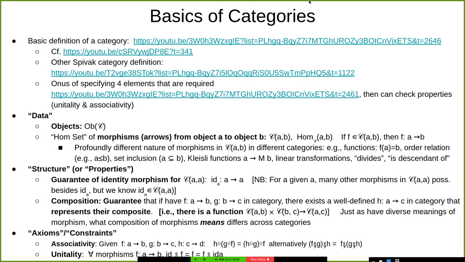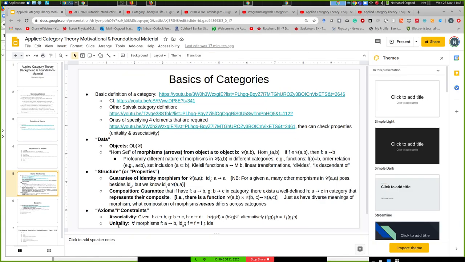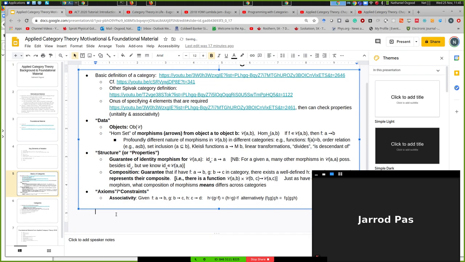The other thing, though, is unitality. And probably I should have written this first. For all morphisms f from A to B, okay, now, this is important enough, the subscripts here, they deserve not to be hidden.